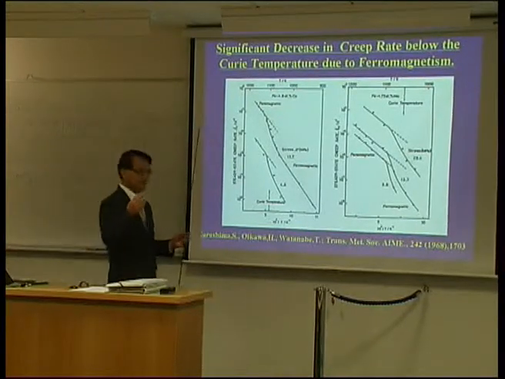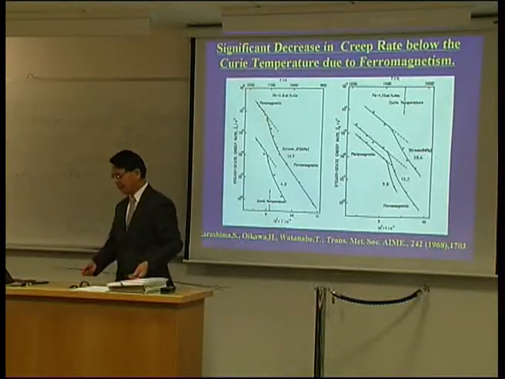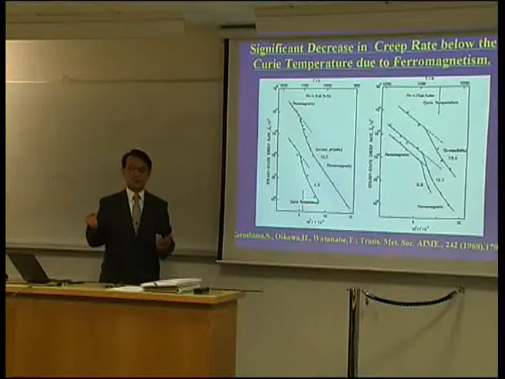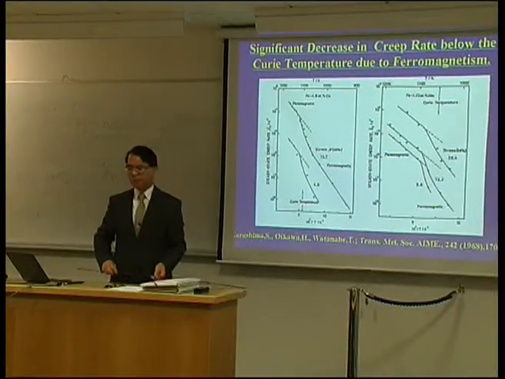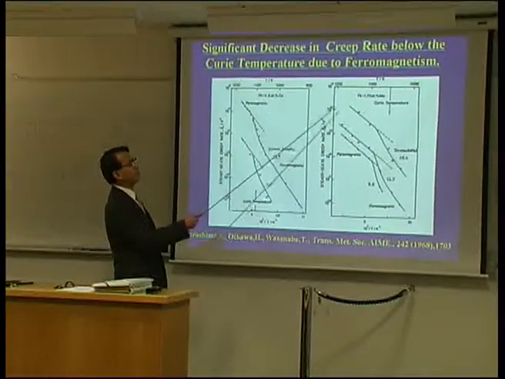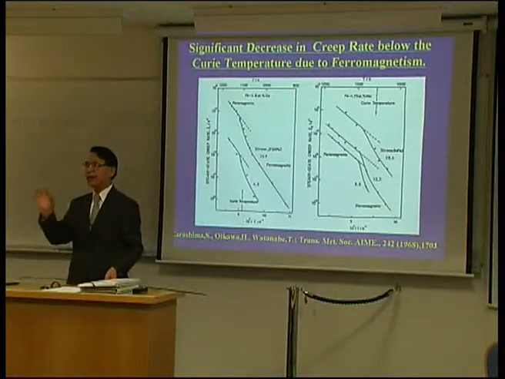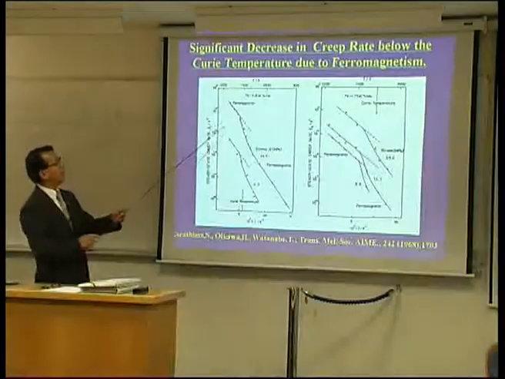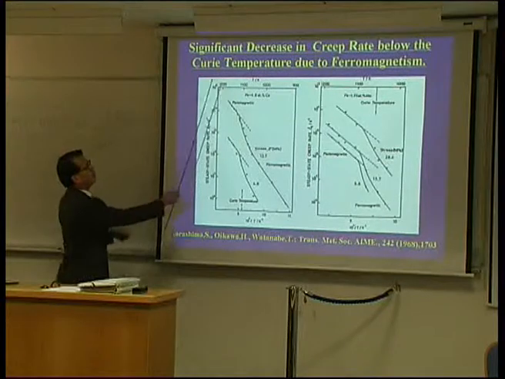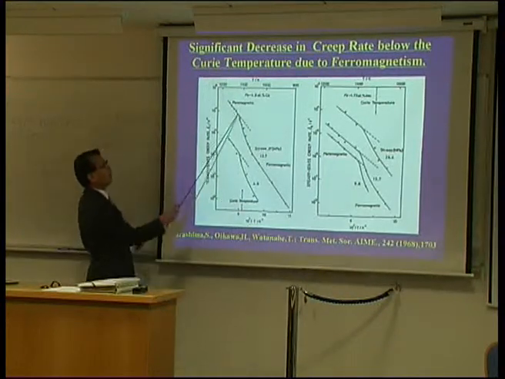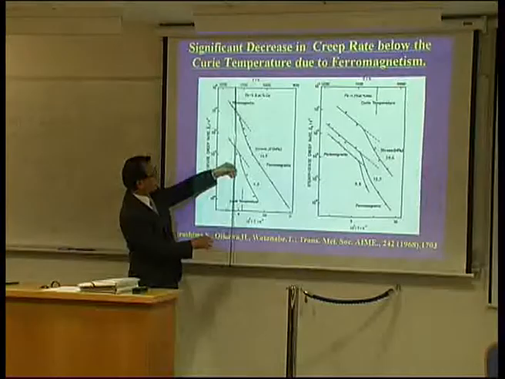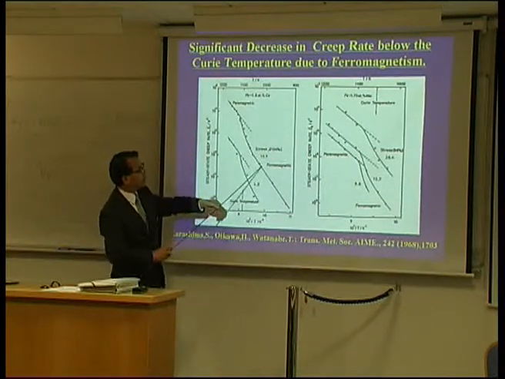But what I want to emphasize today is what happens when we alloy another element to pure iron or any other ferromagnetic material. For example, I want to take the iron cobalt case or the iron molybdenum solid solution alloy without any precipitate. As you see in the case of iron cobalt, here is the Curie temperature. In the region above the Curie temperature, you can see a straight line. But almost below the Curie temperature, again, the creep rate drastically decreases.